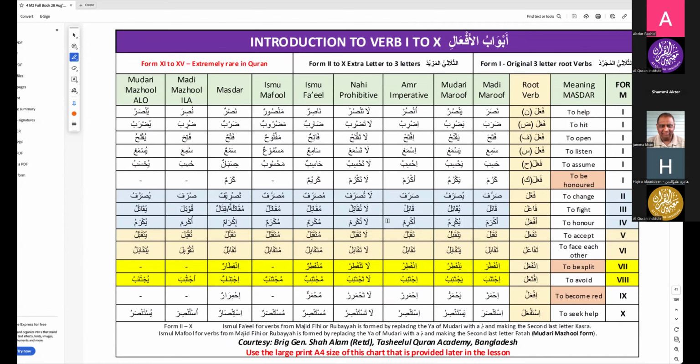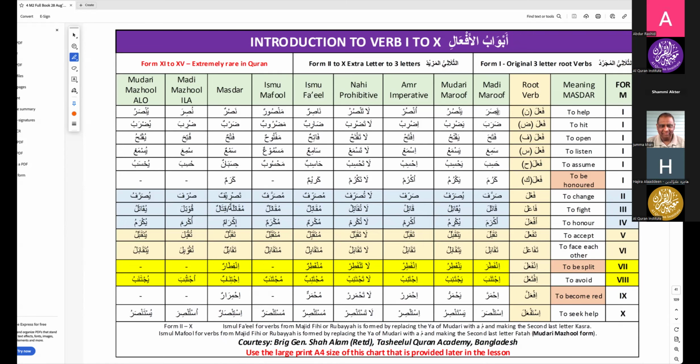So now, introduction to verb forms 1 to 10. Abwab al-af'al. Here, form 1, original tri-letter root verb. Fa'ala, okay, root verb, fa'ala. Can you see? This is form 1. And we have added 1, 2, 3, 4, 5, 6, the families of Nasara, Daraba, Fataha, Sami'a, Hasiba, Karuma.